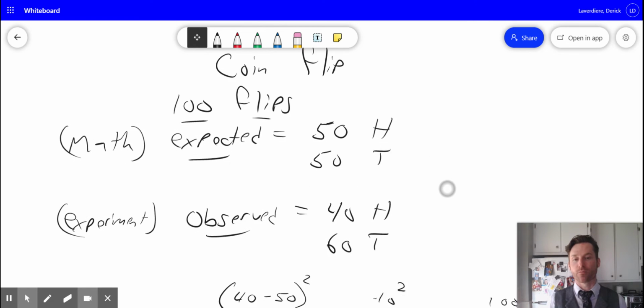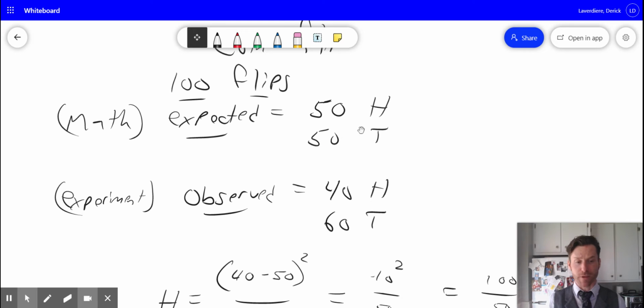Now we know from real life that that's not how it actually pans out most of the time. Usually it's going to be like 48-52, or 47-53, but in that range. There's a random variability to it just by the nature of probability.